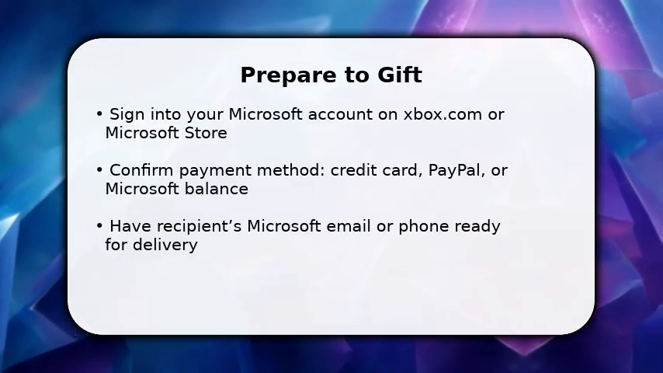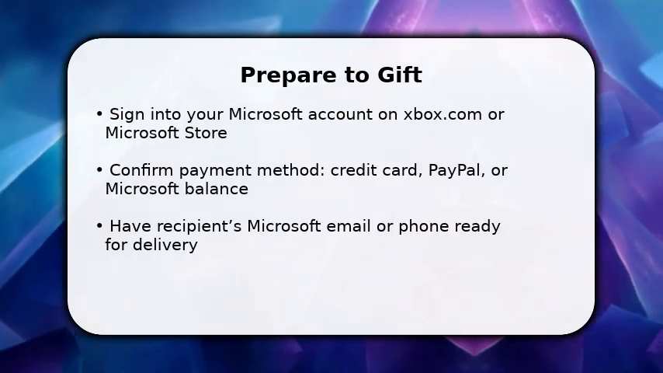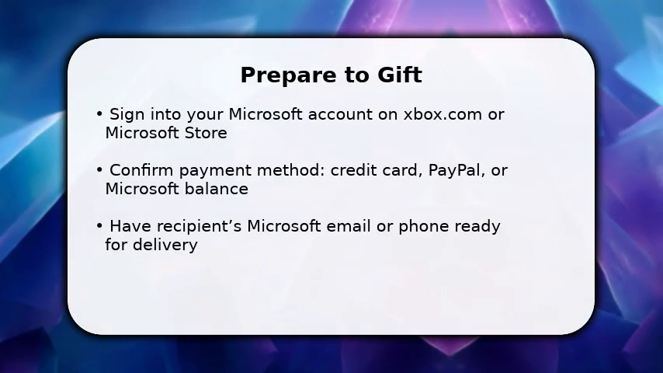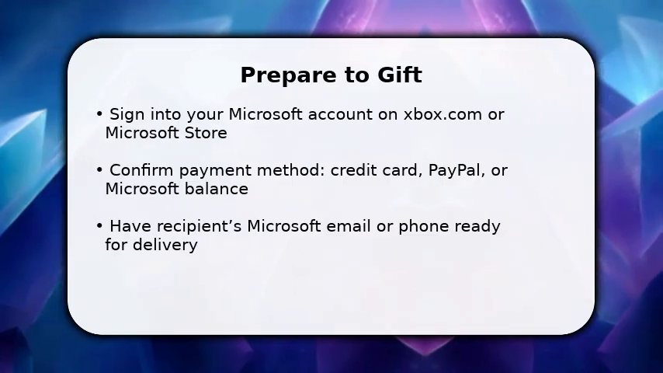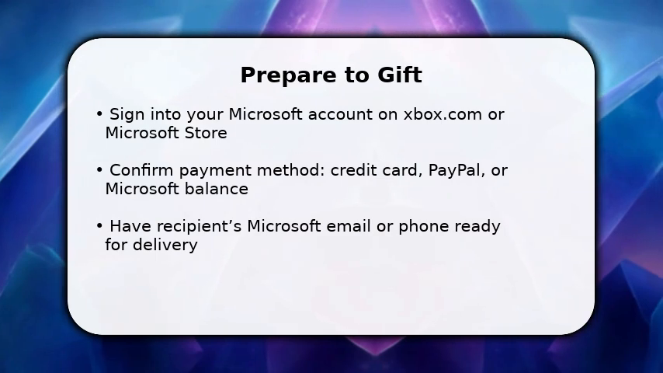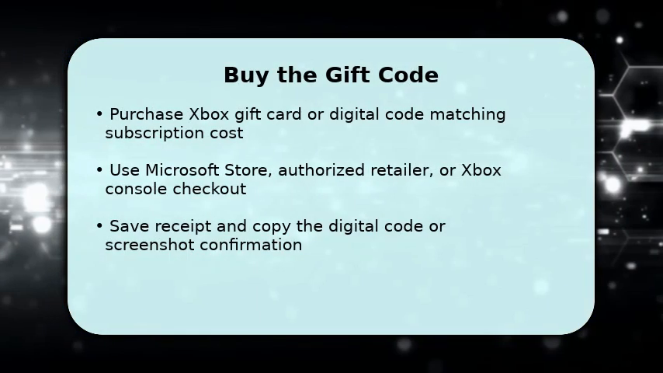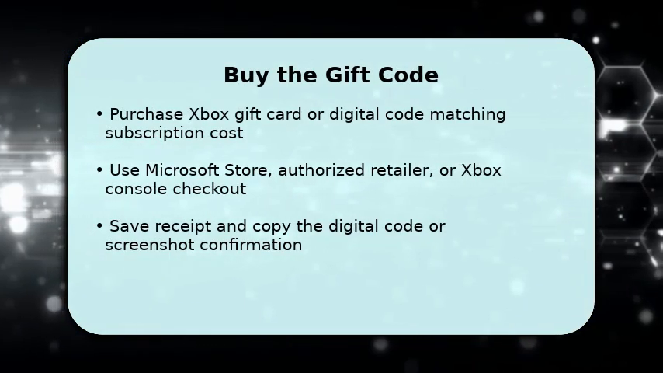Once done, decide the subscription length by calculating the cost. Purchase an Xbox gift card or digital code that covers a monthly or multi-month Game Pass Ultimate term. This is how you'll transfer value, rather than gifting a subscription directly. Now you'll buy the redeemable credit that becomes the Game Pass time.